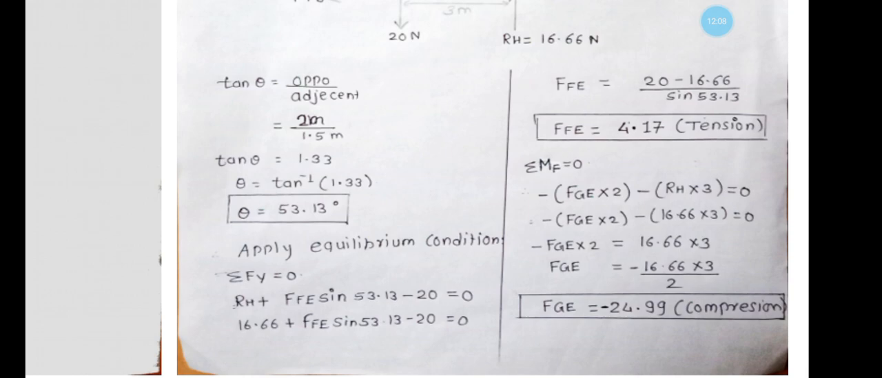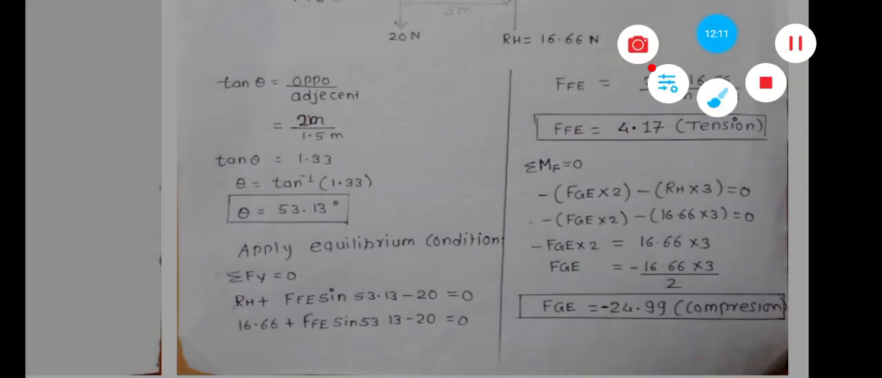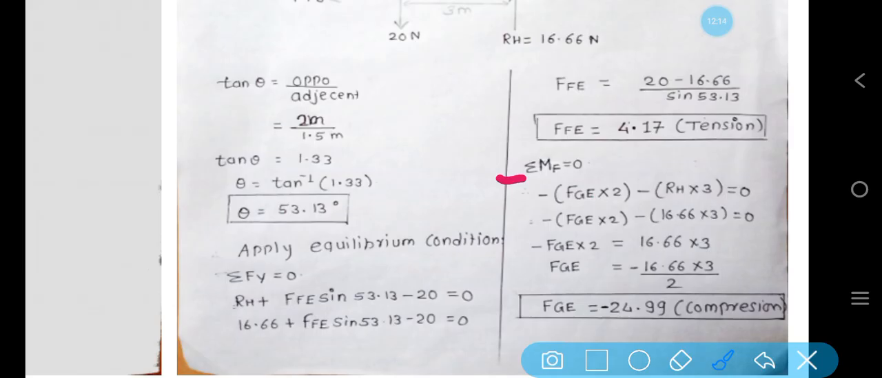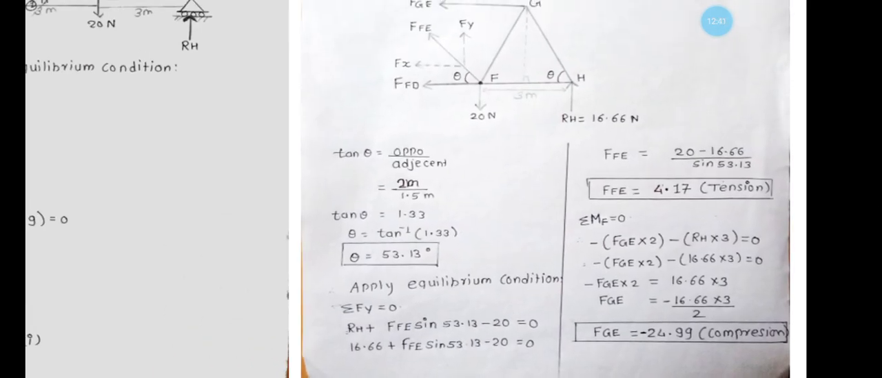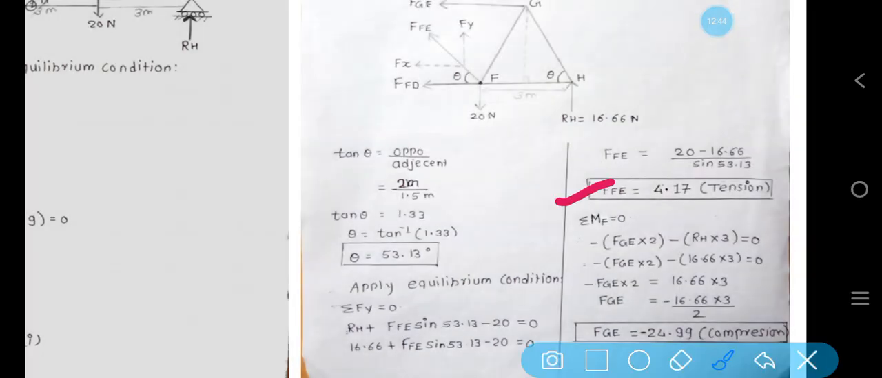And the next equilibrium condition is summation of moment at point F. So after applying summation of moment at point F, we can get the FFG value, which is the force acting in member FG, that is minus 24.99, which indicates that the force is a compression force. So like that we have calculated two forces, one is FFE and the other FFG.